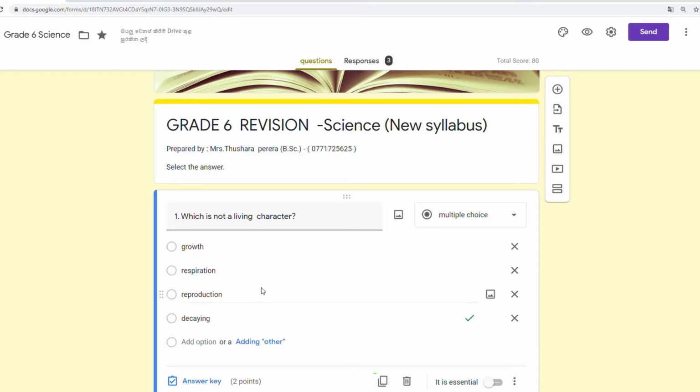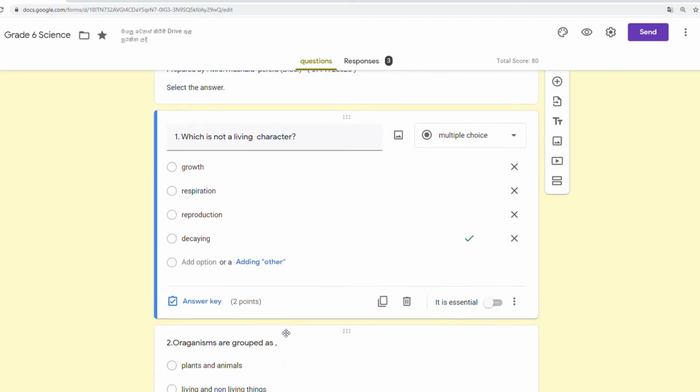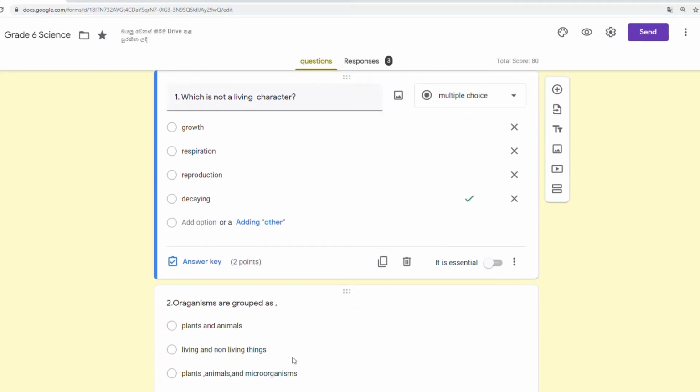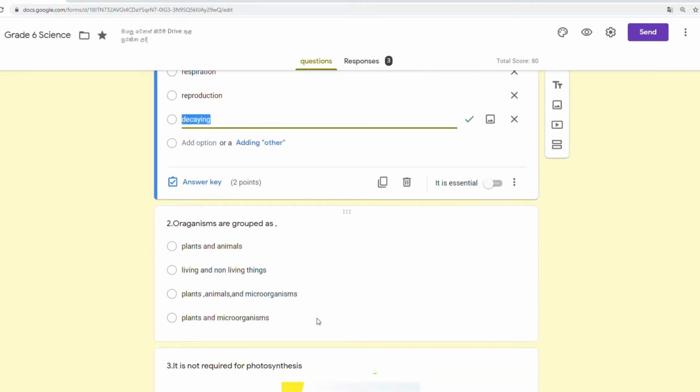When you get into the fourth answer here, that is decaying. Decaying, or we call destroying or decomposition, is a common thing for living and non-living. So your answer should be the fourth one, that is decaying, out of the given four answers, because growth, respiration, reproduction, all these are living characteristics. Okay, so your answer should be the fourth one.